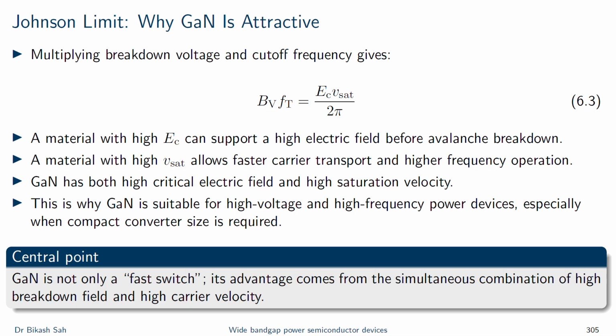So for us, the design lesson from this slide would be that material figures of merit must always connect back to converter requirements. For example, breakdown voltage or voltage capability, frequency, loss, and most importantly, the thermal limits.